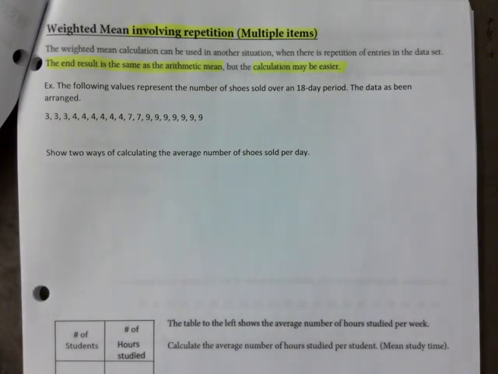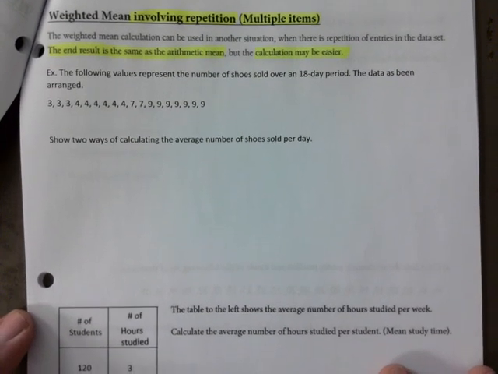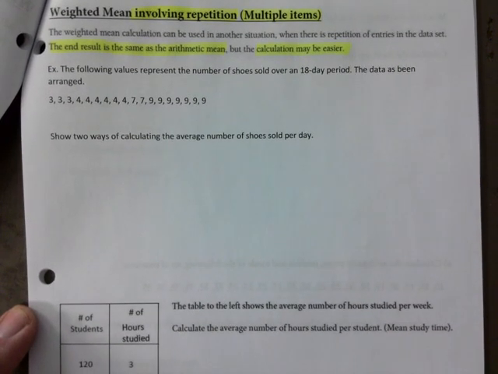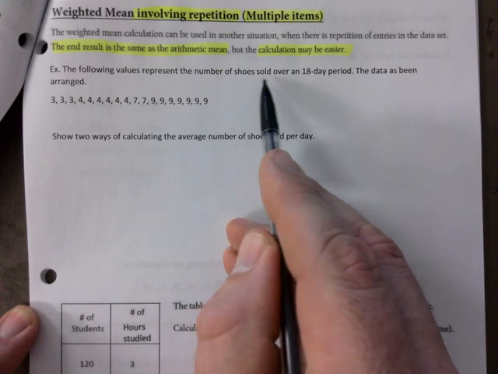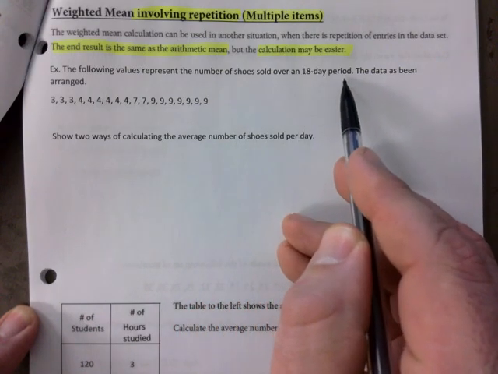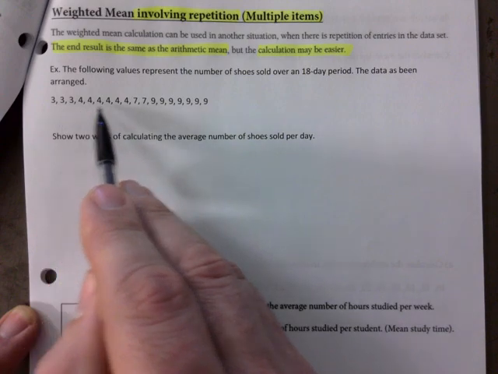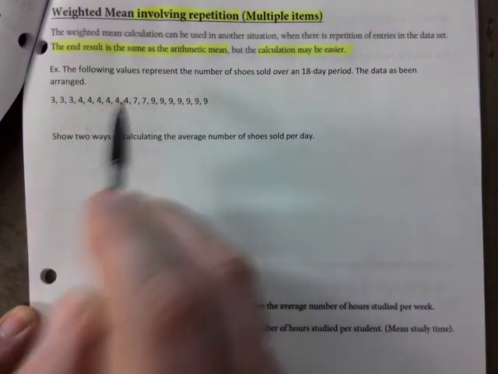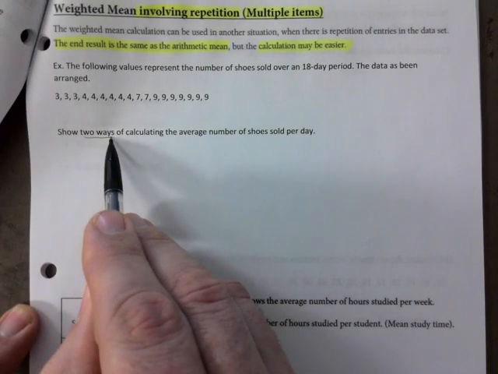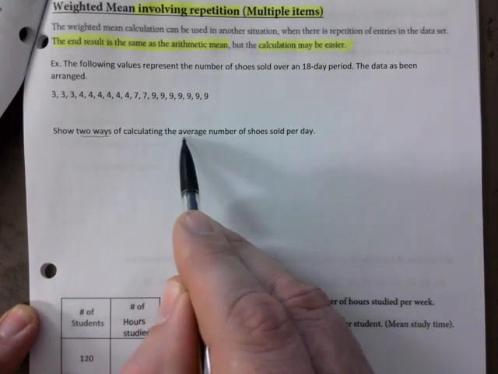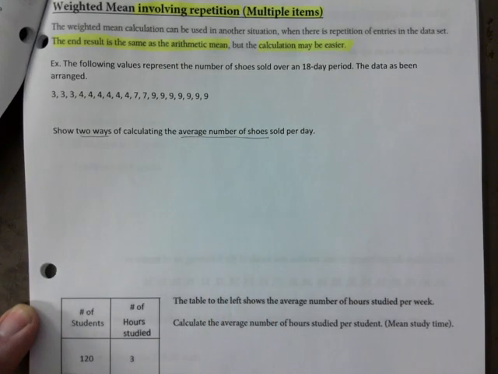Okay, so here it is. Please bear with me. It's going to be a little annoying at times the way I write it down, but just do it just to emphasize the point. Okay. The following values represent the number of shoes sold over an 18-day period. The data has been arranged, so I've arranged it for you. So this is the number of shoes that were sold, right? I want you to show 2 ways of calculating the average number of shoes that have been sold.